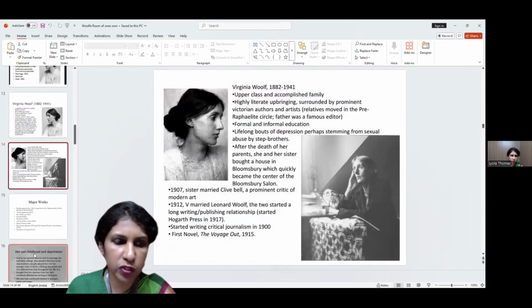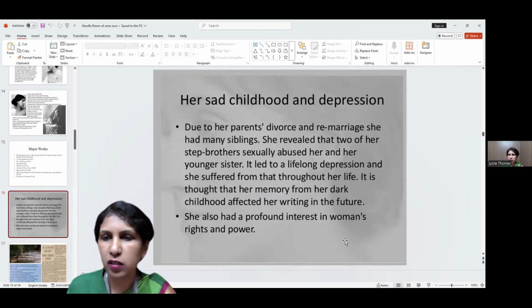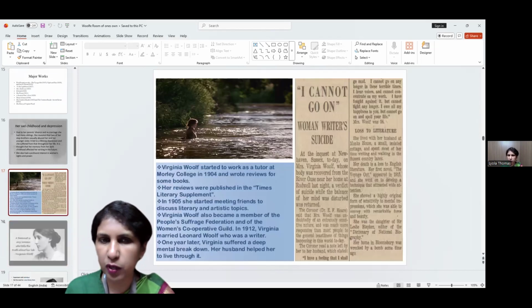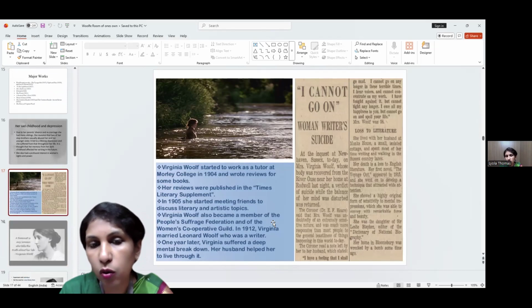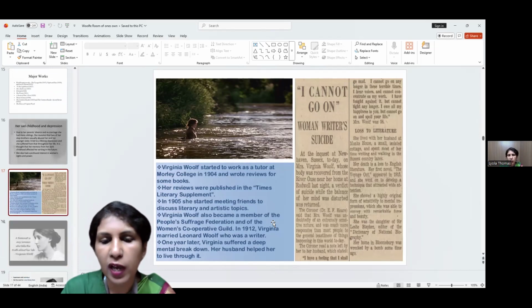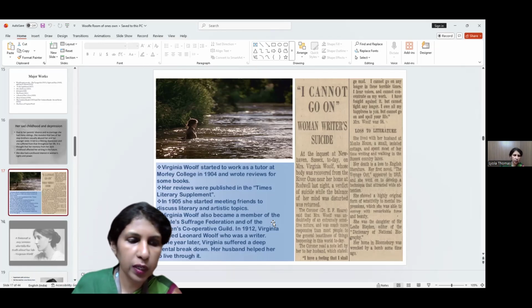Her death itself was very tragic because it was fueled by childhood trauma, her parents' divorce, her father's remarriage, and she had many step siblings also. Though she was happily married, in her suicide note she mentions how she just cannot go on and she did not want her husband to suffer because of her trauma, and she drowned herself in a river nearby. This is actually a newspaper cutting announcing the death of Virginia Woolf.